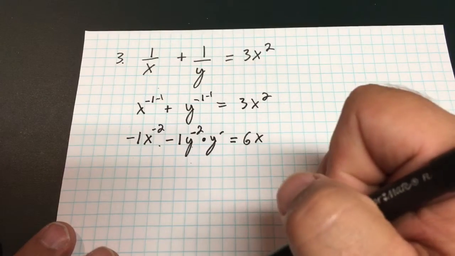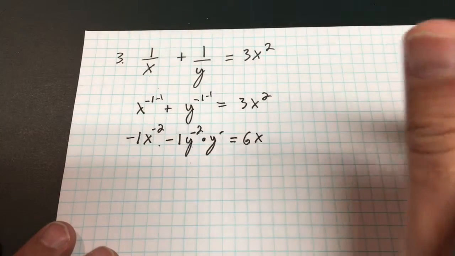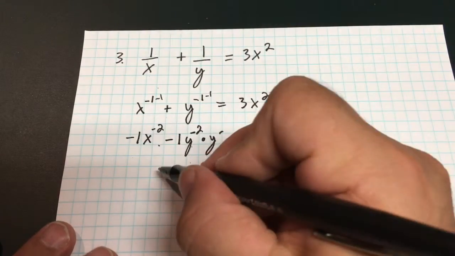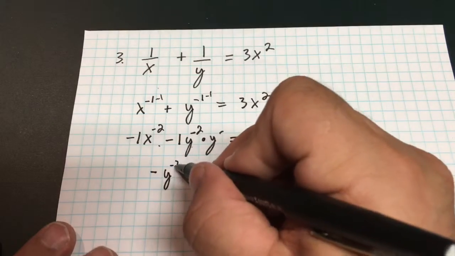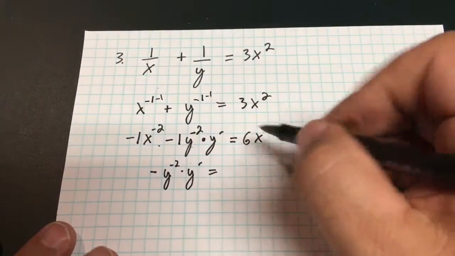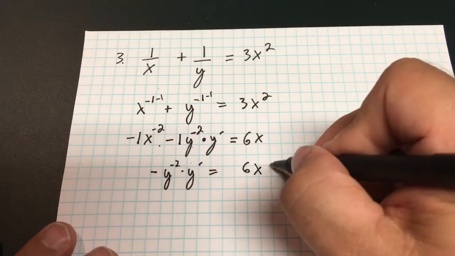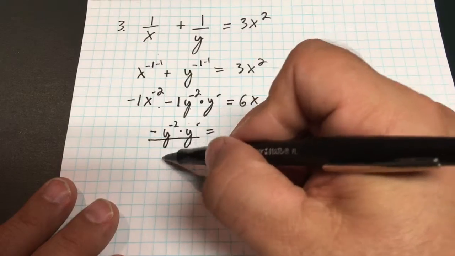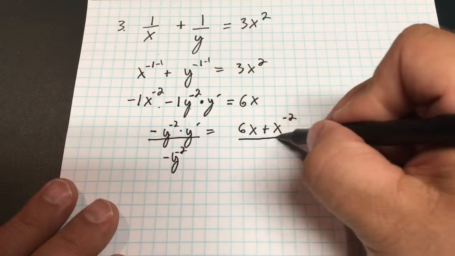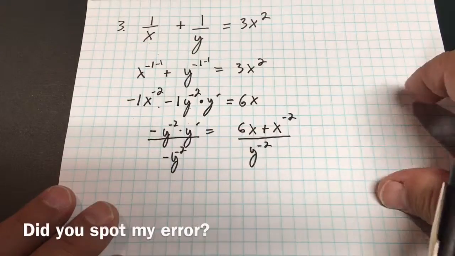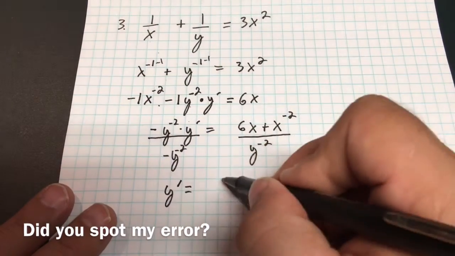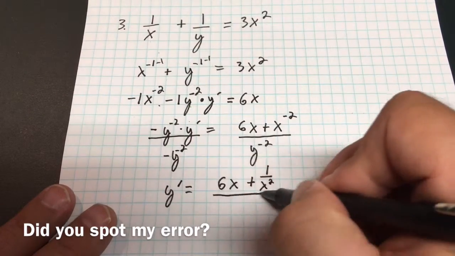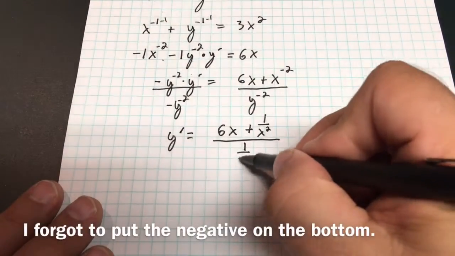Now I have to solve this for y prime. I'm going to leave the negative exponents for now. So I'm going to add 1x to the negative 2 to both sides. So that's going to give me negative y to the negative 2 times y prime equals 6x plus x to the negative 2. Then I'm going to divide both sides by negative y to the negative 2. And that's going to give me y prime equals 6x plus, I'm going to rewrite this as 1 over x squared, over 1 over y squared.